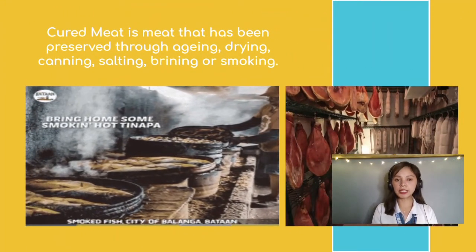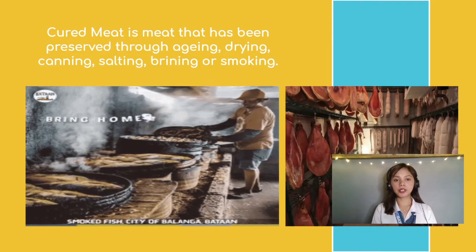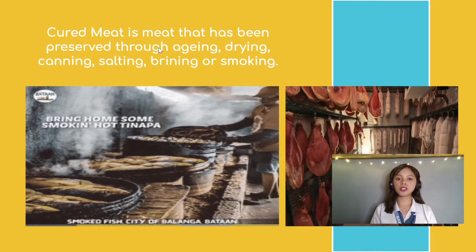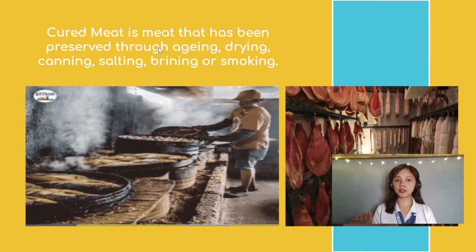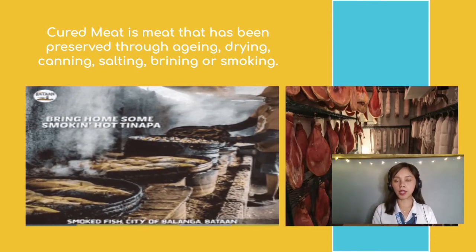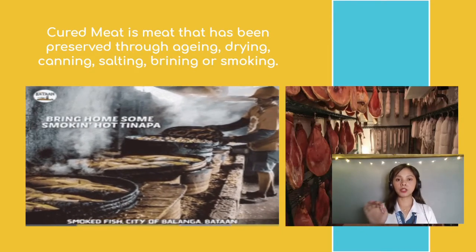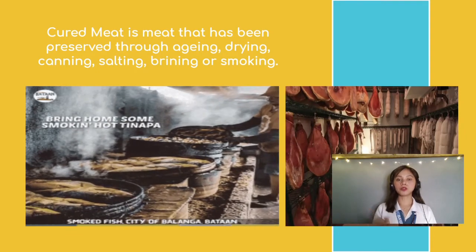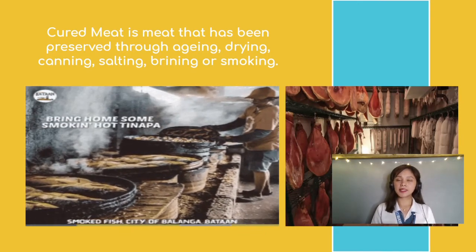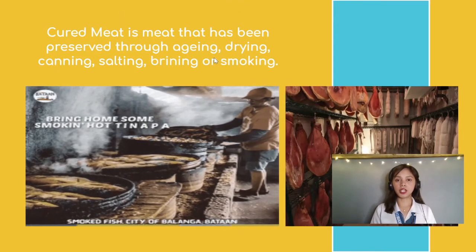Also, cured meat is meat that has been preserved through aging, drying, canning, salting, brining, or smoking. When we say aging, you are storing foods for a longer period of time, just like we do to hams. As we all know, hams are stored in a cool, dry place for a long time so that we could achieve the great taste of the ham. We also do it to some other drinks like wines, beers, and cheeses. That's where they use the aging method.